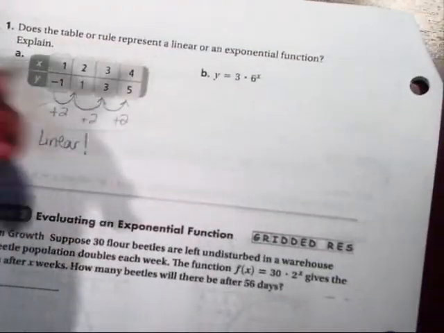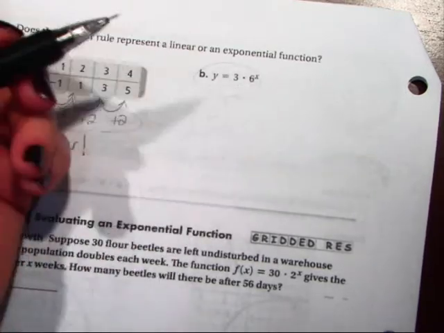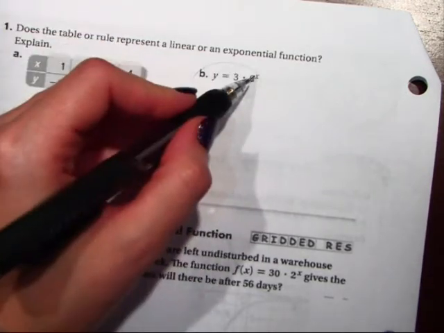Now look at part B. Part B is real easy, guys. They actually give you the equation, so let's just look at it. Do you see that x is an exponent?